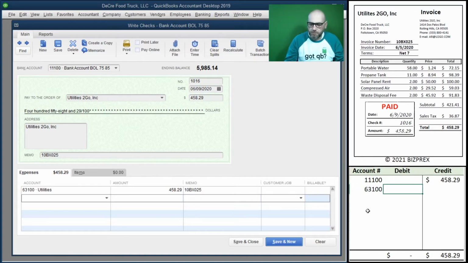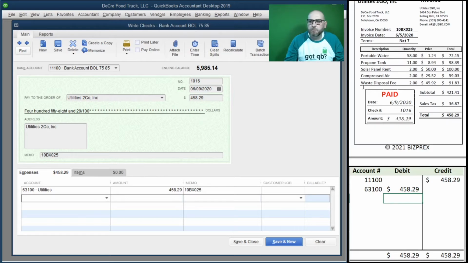Alright, what else is happening? Our expenses go up, right? 63,100. How do we increase our expenses? We debit them, right? So again, we have our debits and credits. They're in balance. This is our debit. This is our credit, right? So we're good to go. We're going to save a new.